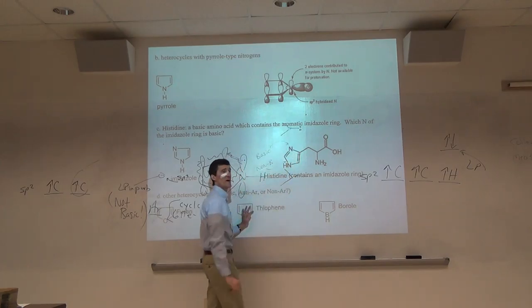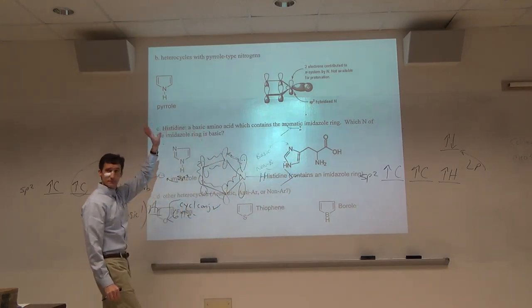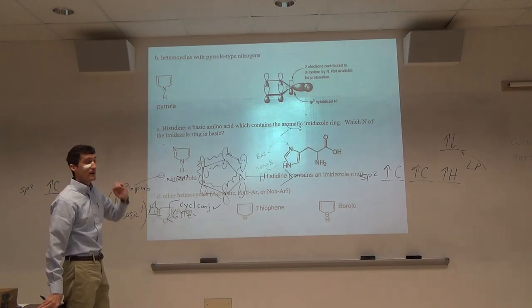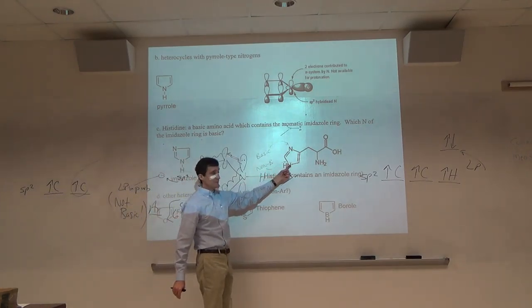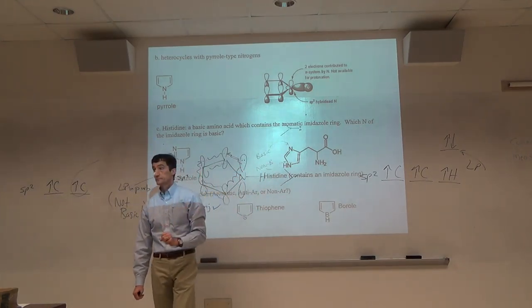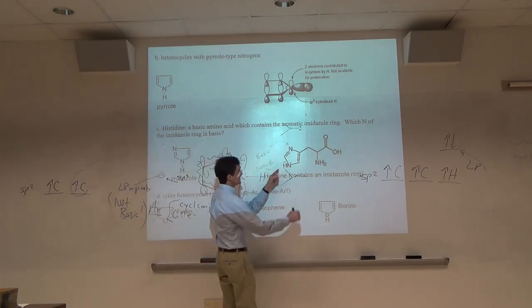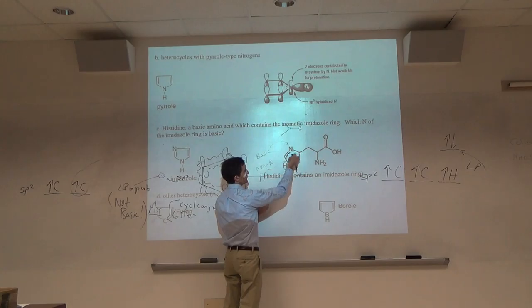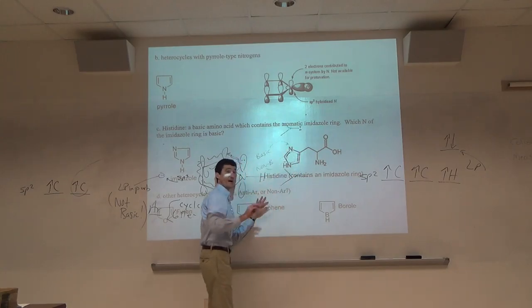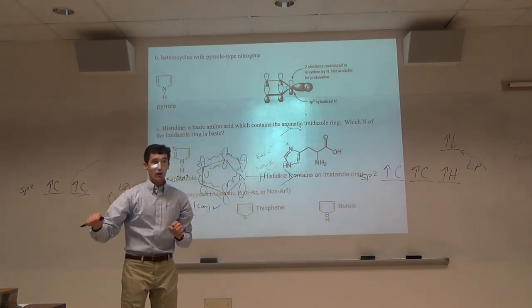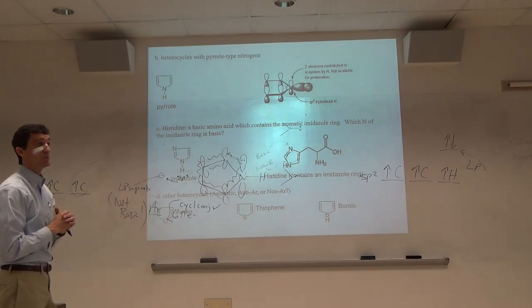That's a pyridine type nitrogen. It's the same bonding arrangement as pyridine. That's a pyrrole type nitrogen, the same as pyrrole. This lone pair is involved in the aromaticity to make 2, 4, 6 pi electrons. That lone pair is not. It's sitting out there in a hybrid, able to react with protons.